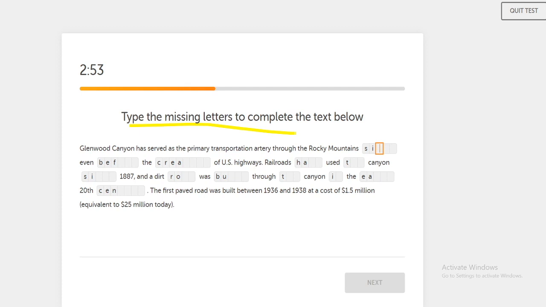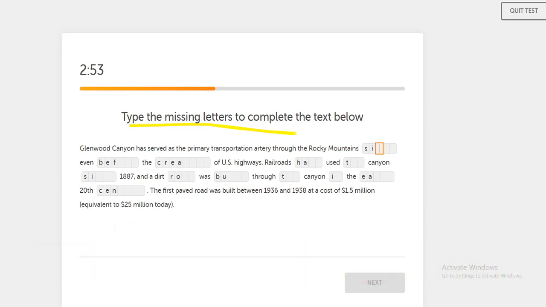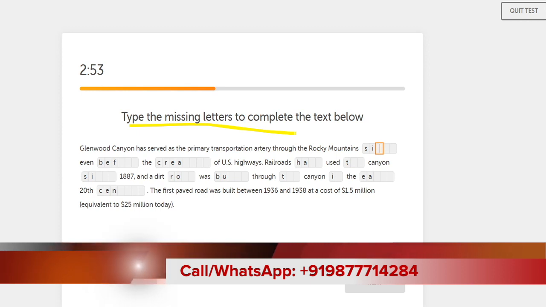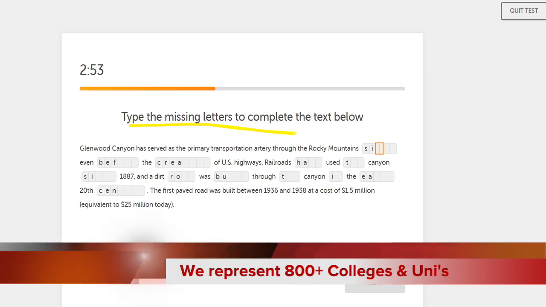Now there are two strategies to take this particular question. Number one, your answer should be grammatically correct. When you read the entire sentence after typing the missing letters, it should be grammatically correct. I'm repeating this.